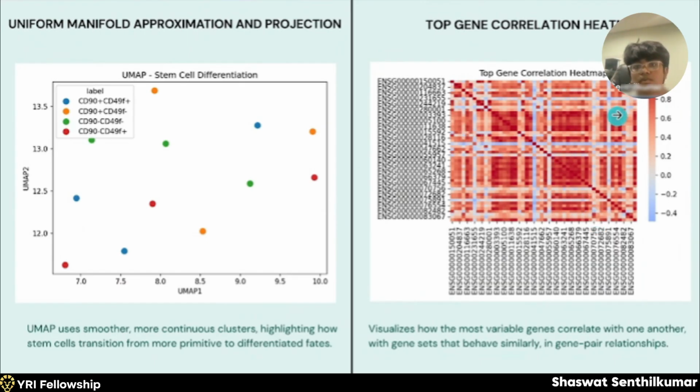The fourth one was the top gene correlation heat map. It took a variety of different genes and showed how they correlated with one another in a gene pair relationship along these axes, and how they reacted amongst one another.